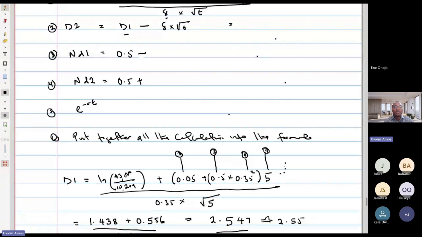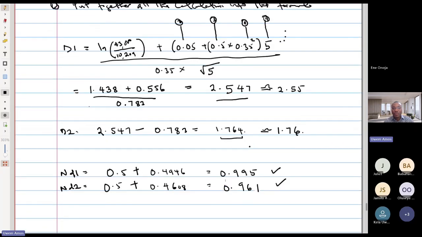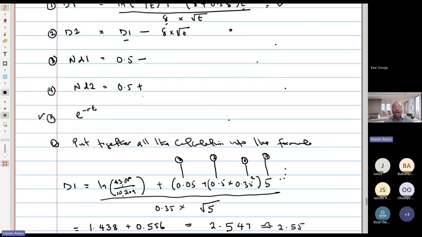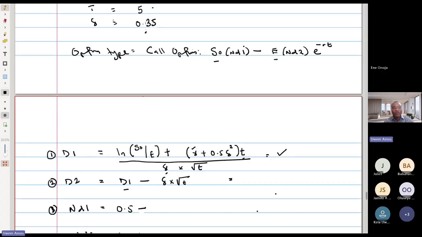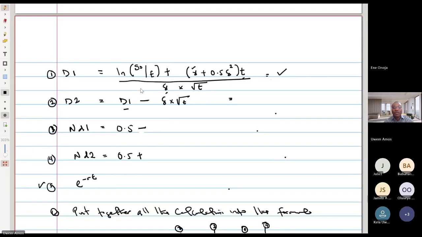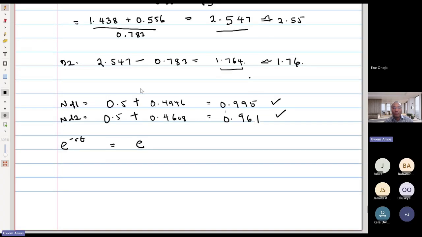The next thing we'll calculate, which is our step 5, is our exponential constant raised to the power of minus RT. That's pretty straightforward. We don't know what E is, so let's keep it as E. What is our R and what is our T? Our R is our risk-free rate, which is 0.05. Our T is 5. So that is minus 0.05 multiplied by 5. Okay, so what do we have?